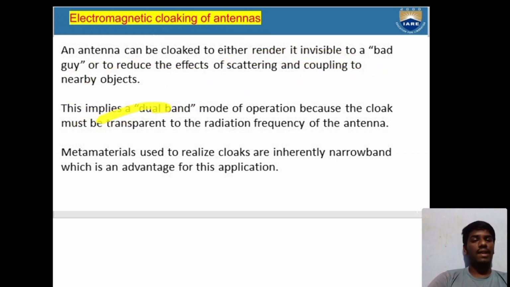This implies a dual band mode of operation because the cloak must be transparent to the radiation frequency of the antenna. Metamaterials used to realize cloaks are inherently narrowband, which is an advantage for this application.